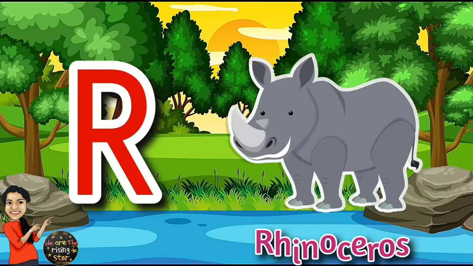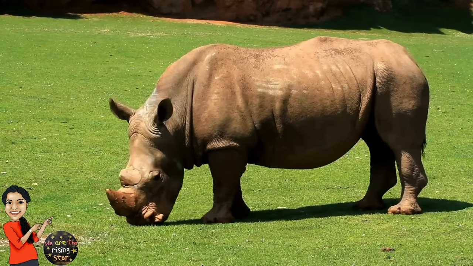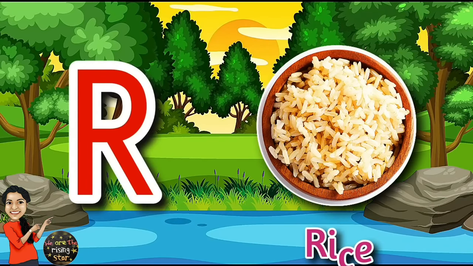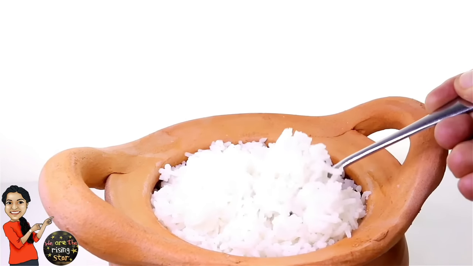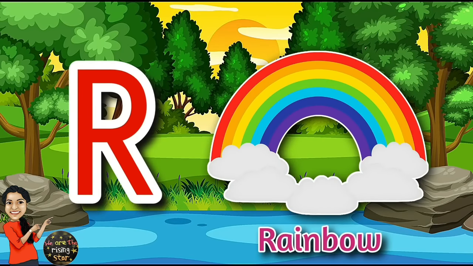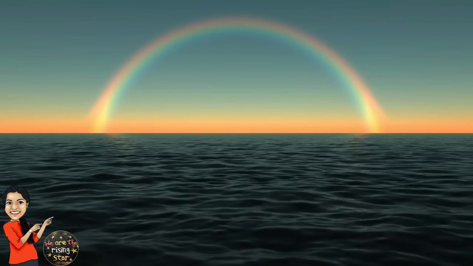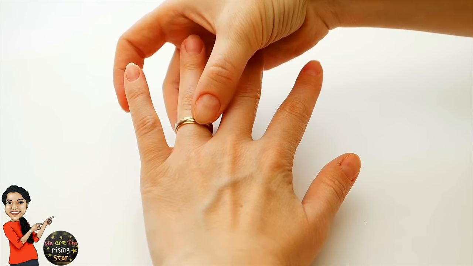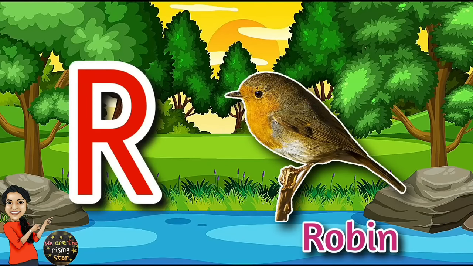R for Rhinoceros. R for Rice. R for Rainbow. R for Ring. R for Robin.